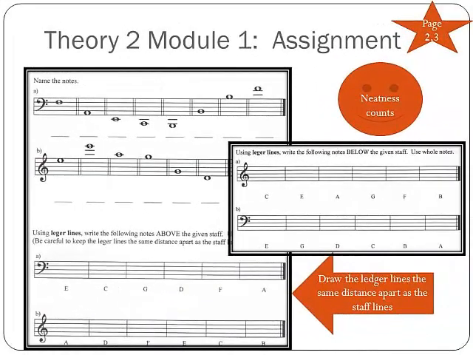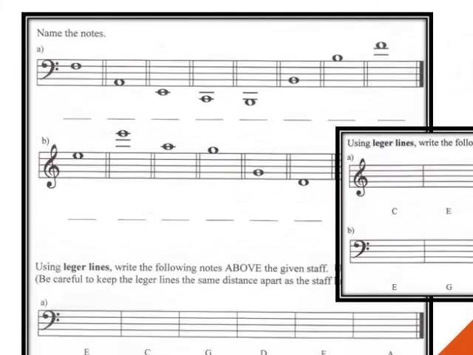If you could open your books to page 2, we'll see our first assignment of the year. As you know, this module was a review, so there's really no surprises in your homework right now. First thing you're going to be doing is naming notes. Question number 2 is writing ledger lines above the given staff.